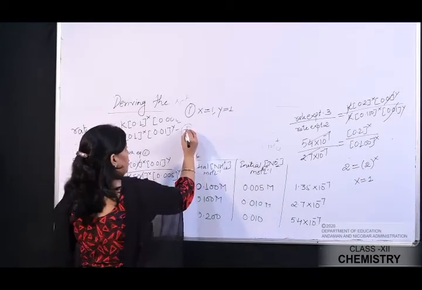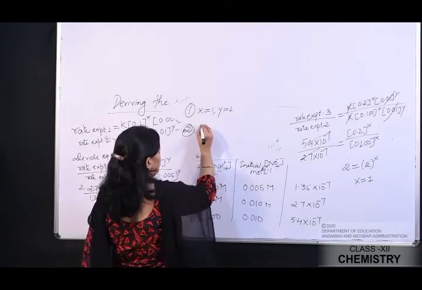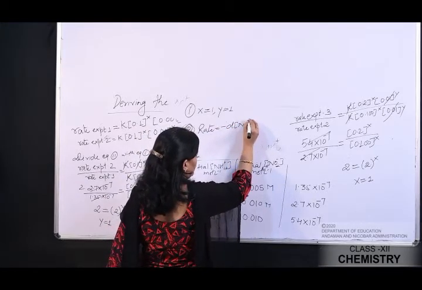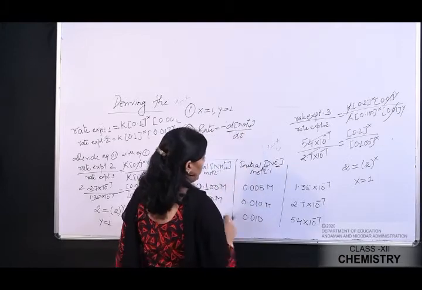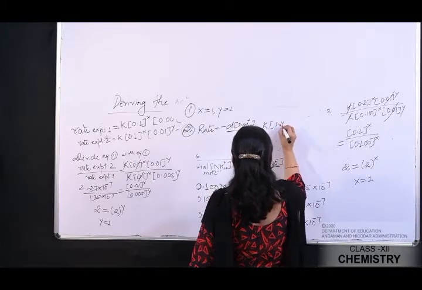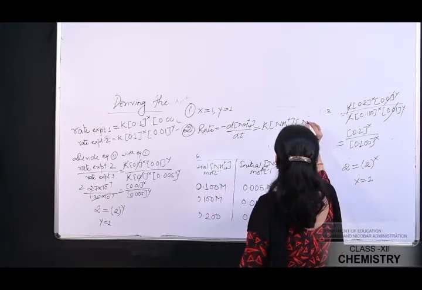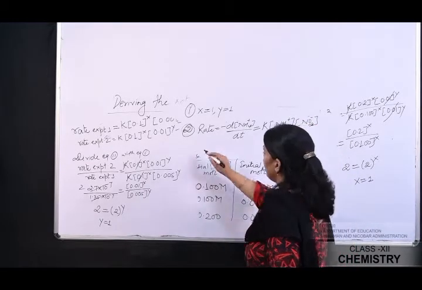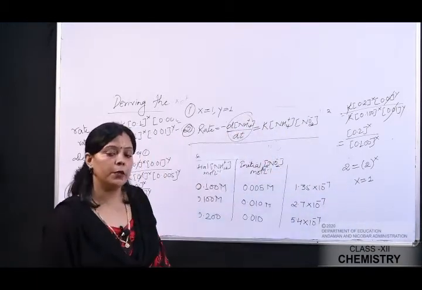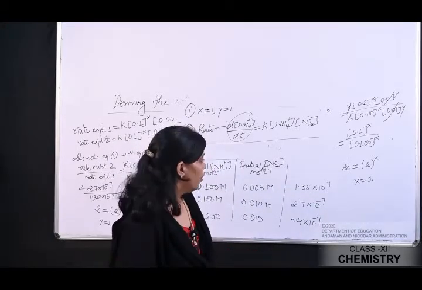So with the help of this initial rate method, we can derive the rate expression, that is, the rate is equal to minus d ammonium concentration divided by dt. This is the differential rate expression, and this is equal to K NH4 positive power 1, because the value of x is equal to 1, and nitrite anion also raised to power 1. This is the differential rate equation for the reaction between the ammonium ion and nitrite anion to give nitrogen and water molecules.